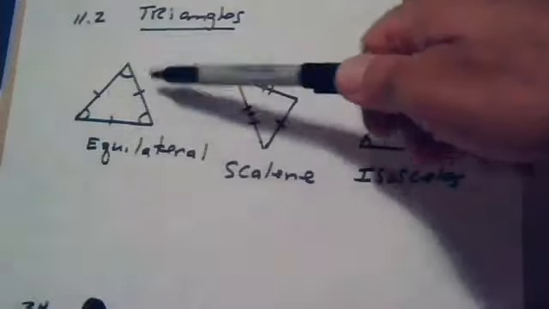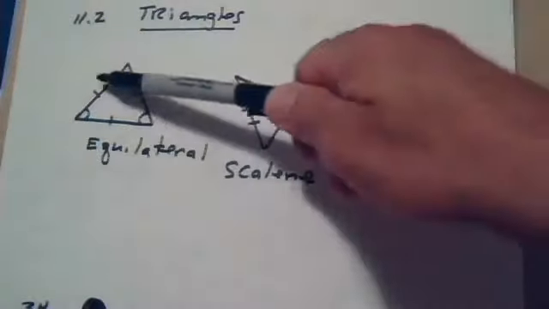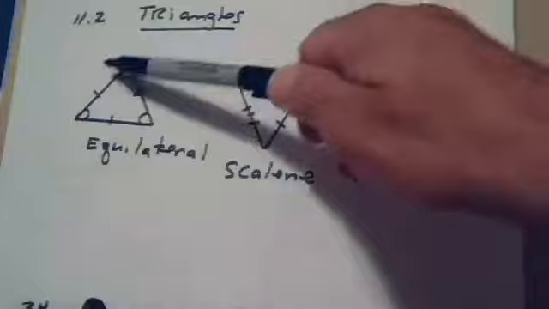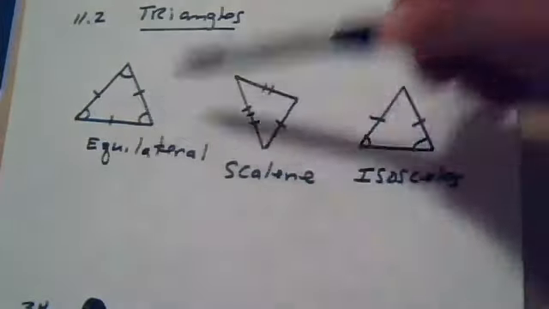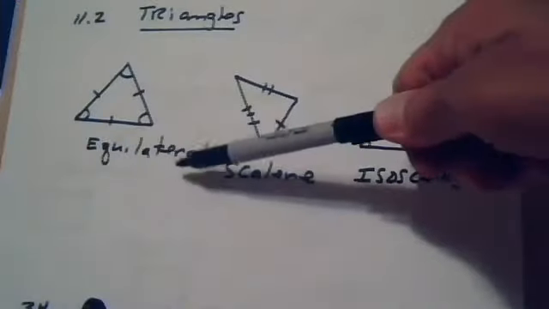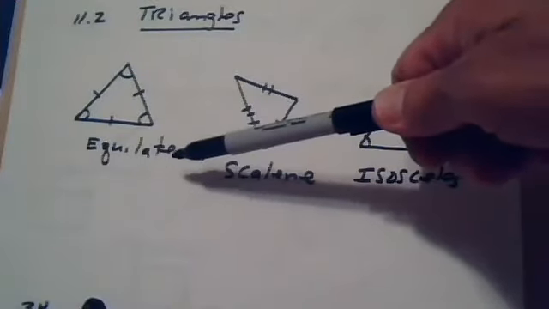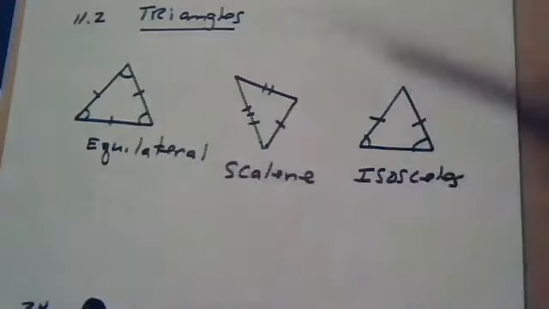Now we're looking at some of the markings. Notice these markings tell us that the sides are all of the same measure. These markings of the angles mean all the angles are of the same measure. You could call this an equilateral triangle, or you could call it an equiangular triangle.